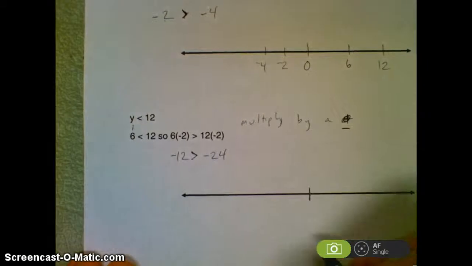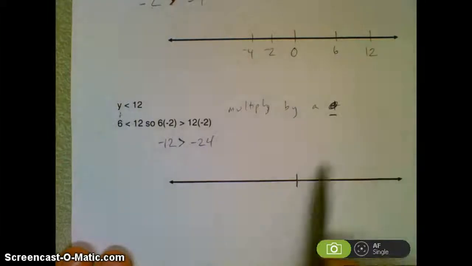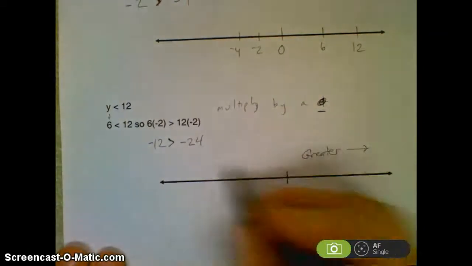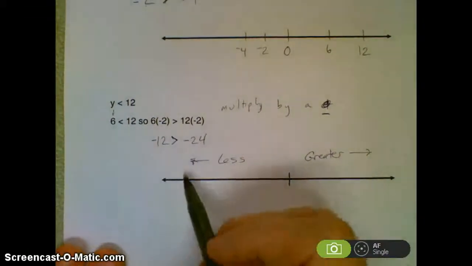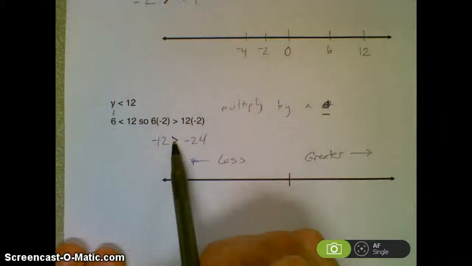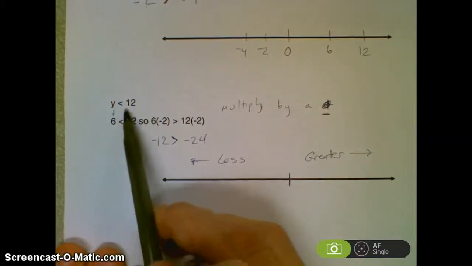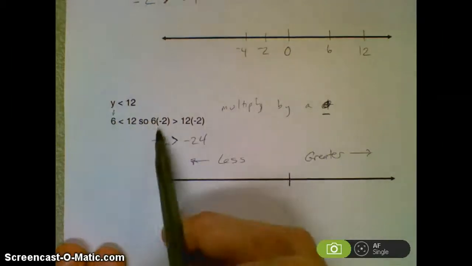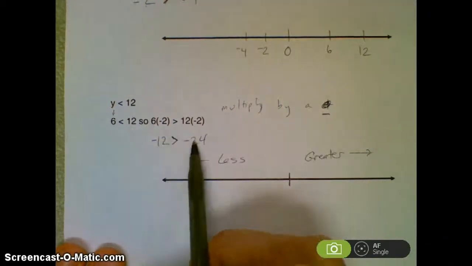When we talk greater than and less than, a number is greater than another number if it's farther to the right on a number line. So notice again, the sign flips. Even though in my original inequality y was less than 12, so I chose 6, if I multiply those by negatives, the sign does flip because negative 12 is greater than negative 24.